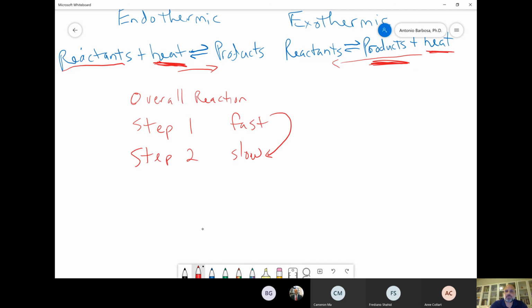Whereas if you had it the opposite way around, where the first step was slow and the second was fast, then the rate is going to be dependent on how fast the material is proceeding in the first step. And if the first one is a slow step and an equilibrium, then you have to take into account the equilibrium, because not only does it form product, that product can then go in the reverse direction.